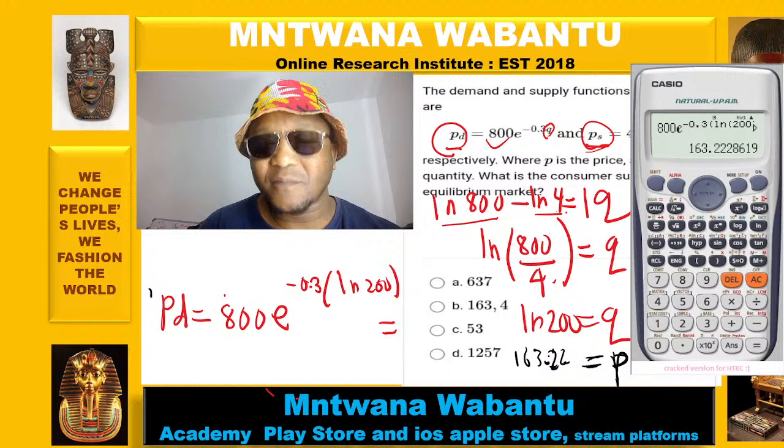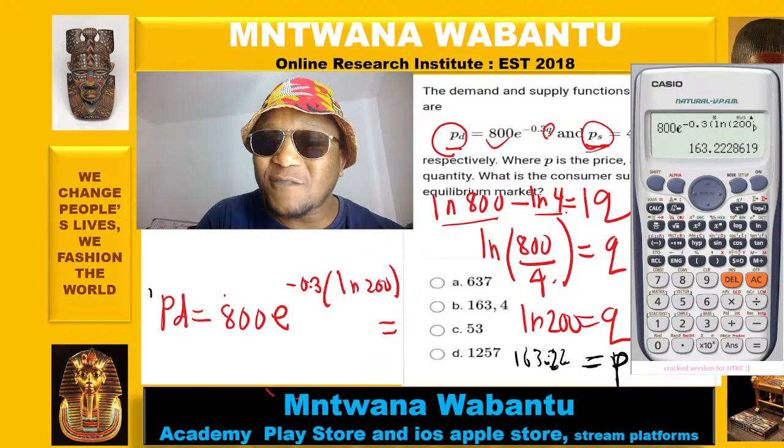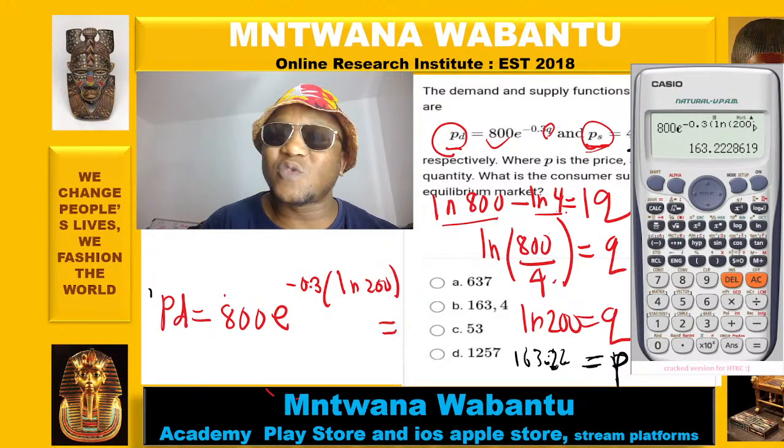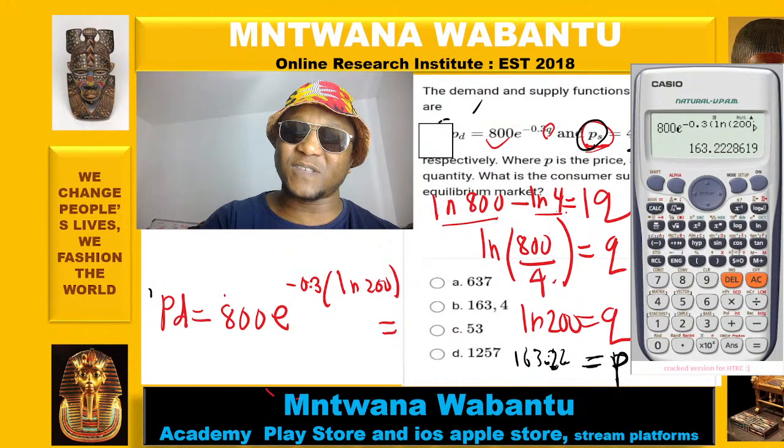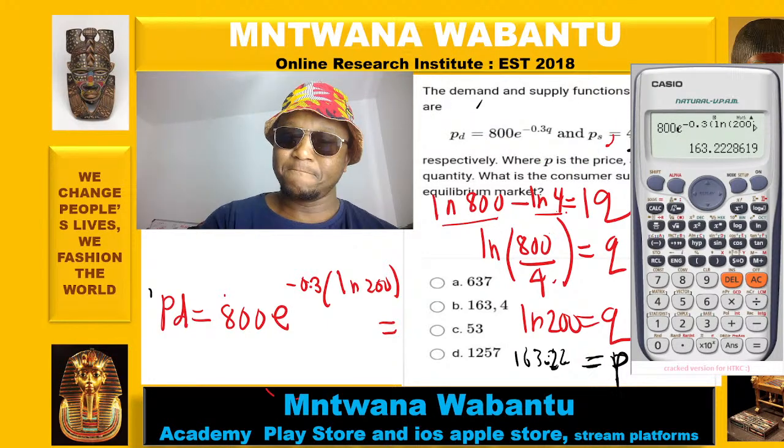This is our P. But you could have substituted the value here of P, it was going to give you the same value, which is 163, because remember at equilibrium, PD equal to PS means price of demand equal to price of supply.